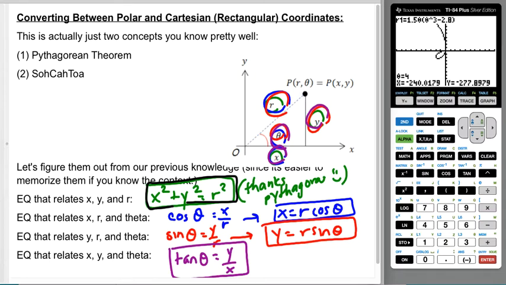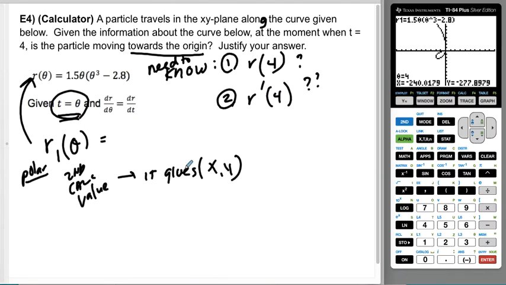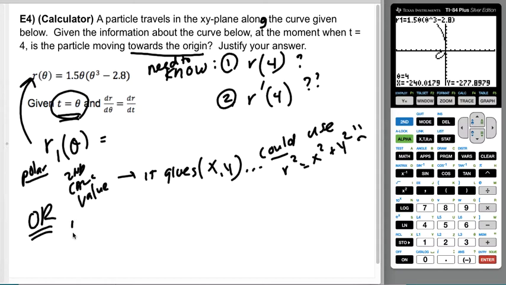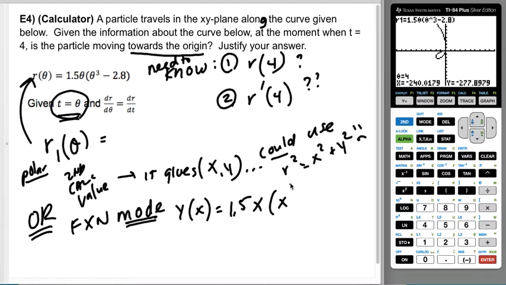I'm going to argue that even though you can use polar mode, so you could use r squared equals x squared plus y squared, that's a lot of work, right? The other option, and I am showing you both of these options, is to stay in function mode and essentially treat this as y of x equals 1.5x times x cubed minus 2.8 in my calculator.